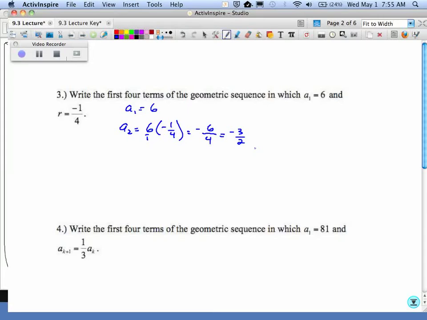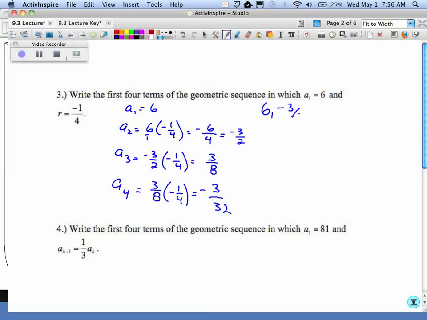Now for the third one, I do that -3/2, and I multiply by -1/4. Multiply across the top and the bottom, I end up getting 3/8. That was a double negative there, so it's a positive answer. My fourth number is 3/8 times -1/4. 3 times 1 is 3. 8 times 4 is 32. That's a positive times a negative. Hang on. So 6, -3/2, 3/8, and then -3/32.